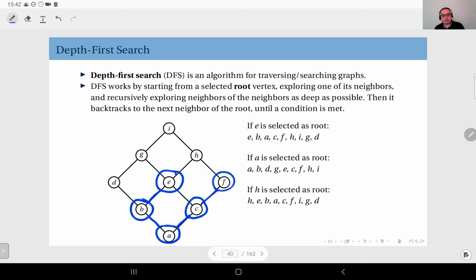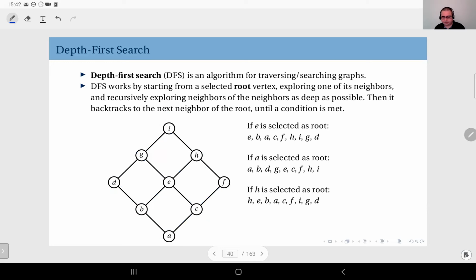Again, the neighbors are C, E, H. C and E are visited, so I need to go to H. Then I need to go to I, the only non-visited neighbor. Then I need to go to G. Then I need to go to D. So this is the order you obtain by applying depth first search, starting from the root E with lexicographical order as the selection of neighbors.